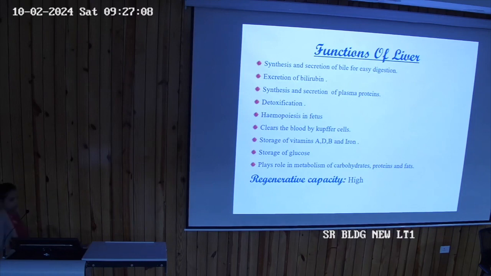That is why if a small section is damaged, it can be replaced by the proliferation of hepatocytes, and that is why there is a good success rate in liver transplantation. And in the fetus, it plays an important role in hemopoiesis.